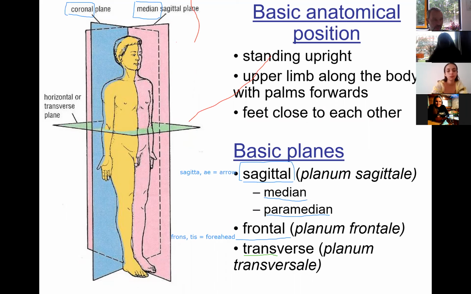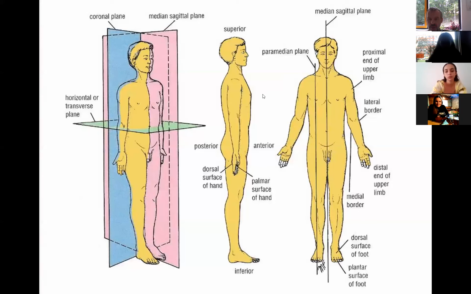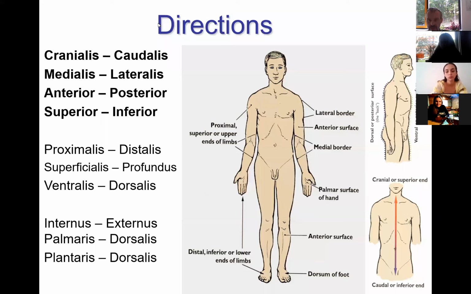So if you have any questions about these, you just ask. And if not, we go from positions to directions. Here you can see the different names of the directions, and we go one by one. And we start with cranialis and caudalis, so cranial and caudal. Cranium, cranii, means head or skull. That's why cranialis directs upwards. Caudalis comes from the word cauda, which means a tail, and it's cauda, caudae, feminine, and it means a tail.